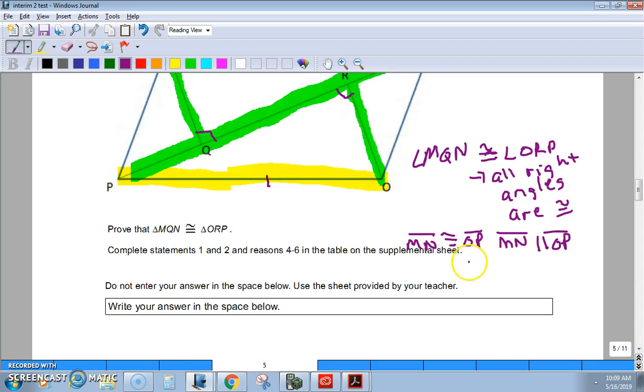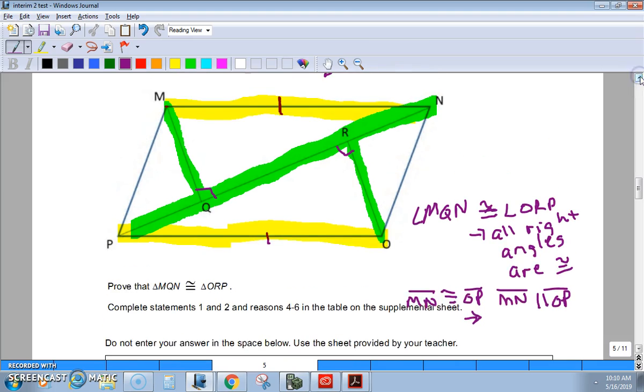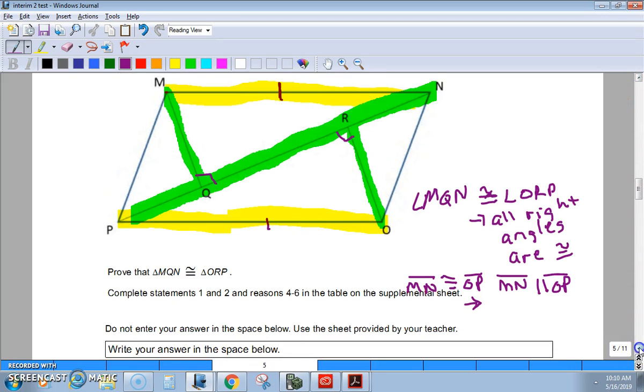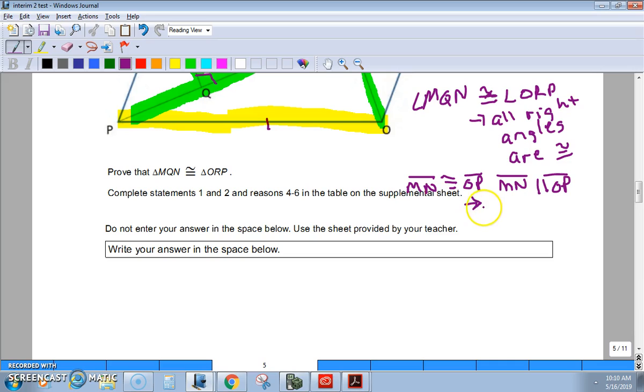But we have to come up with a reason that that's true. So you have to go through what you already know, because you can only use that information to say why. So what do we already know about this figure that would tell us these things? What was the first given? That it's a parallelogram, and the definition of a parallelogram means that opposite sides are parallel and congruent. So all we have to put is the reason that those are parallel and congruent is by definition of a parallelogram.